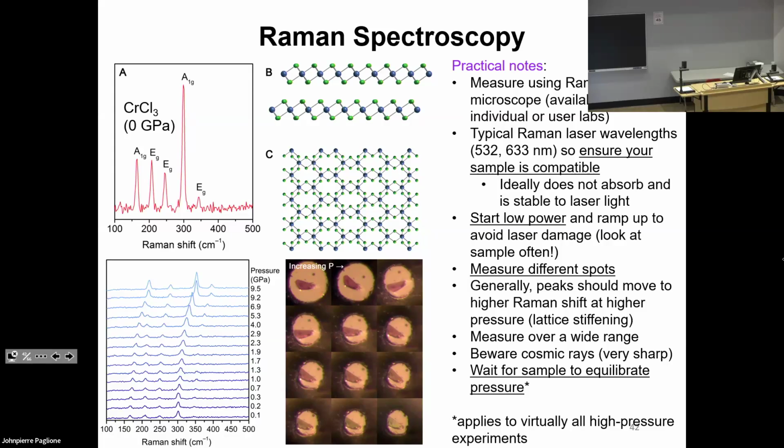And here are some measurements I took on this layered chromium trihalide material. You can even see some beautiful color changes. It's a good way to look for things like phase transitions. So note how these two peaks here, this A1g and Eg, merge together at about 9.5 gigapascals. It's a really great way, and many institutions just have a confocal Raman microscope available. So that's a great way to not have to go to a beamline.